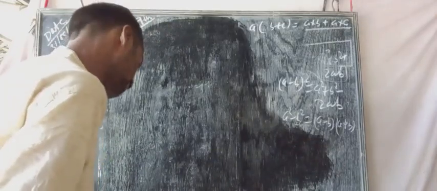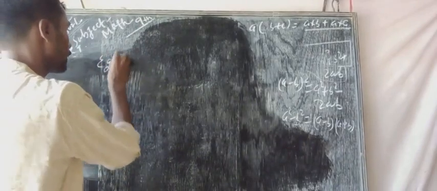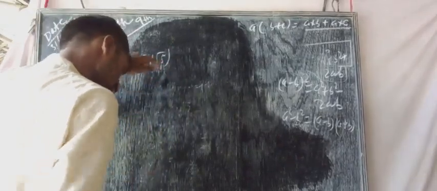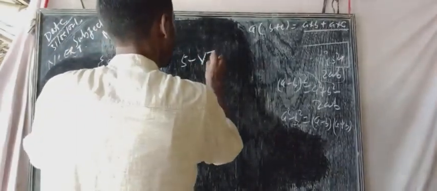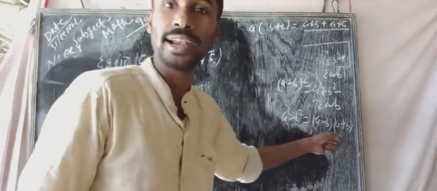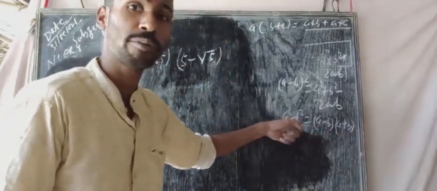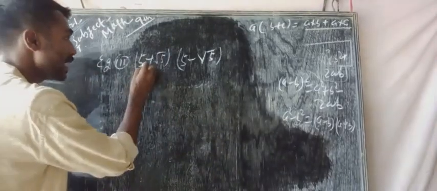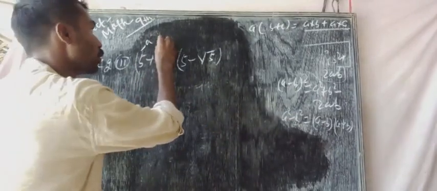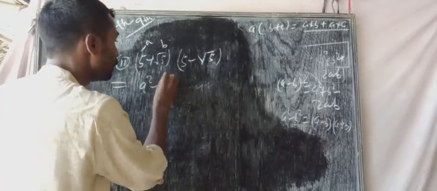Another question. Example number 3: (5 plus root 5) and (5 minus root 5). Look at here. That means (a minus b) and (a plus b), so we can use this formula. In place of a is 5 and in place of b is root 5. So that can be written as a square minus b square.